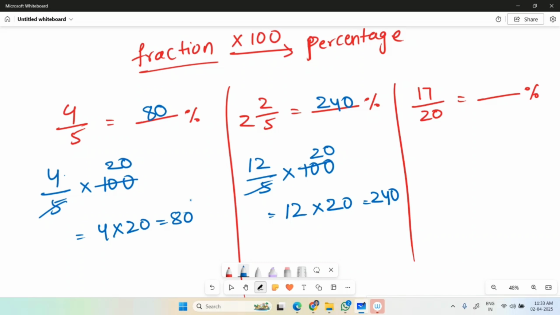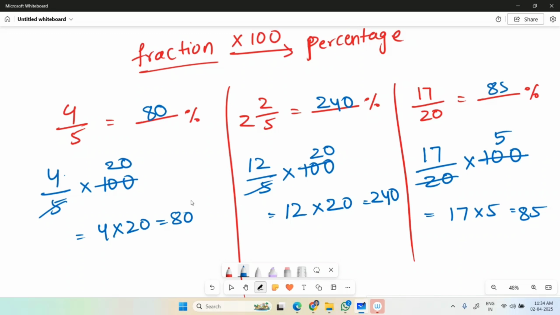Now the next question is 17 out of 20. Write it in percentages. So 17 out of 20 times 100. 20 times 5 is 100. So 17 times 5 is 85. So 17 out of 20 is nothing but 85 percent. Okay. So this is how we solve fraction to percentage conversion.